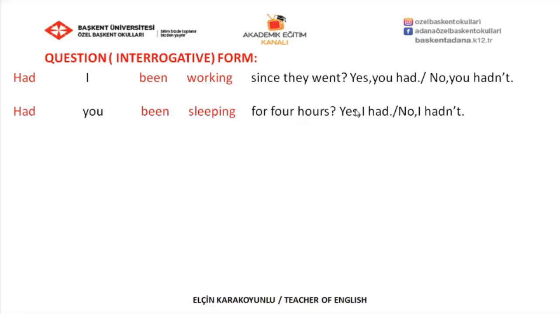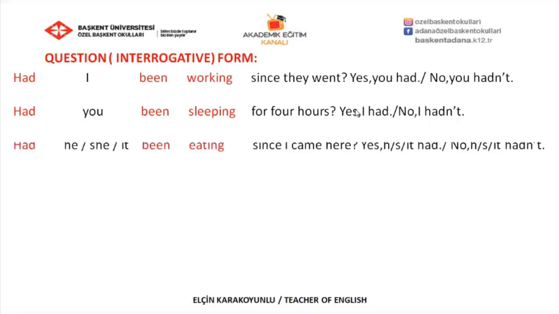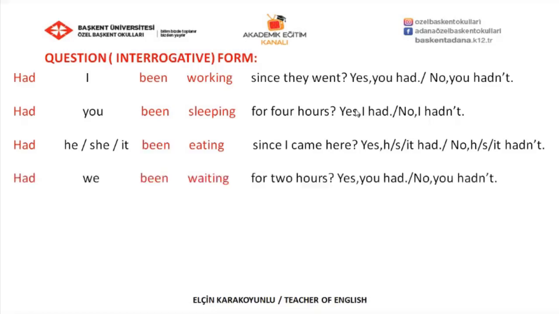The second subject is you. Again, we use had at the beginning. Had you been sleeping for 4 hours? Yes, I had, or no, I hadn't. Had he or she or it been eating since I came here? Yes, he or she or it had, or no, he or she or it hadn't. Had we been waiting for 2 hours? Yes, you had, or no, you hadn't.